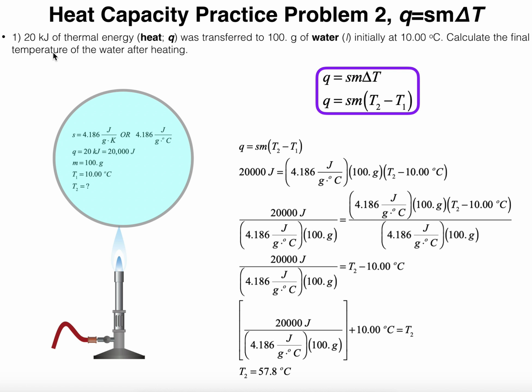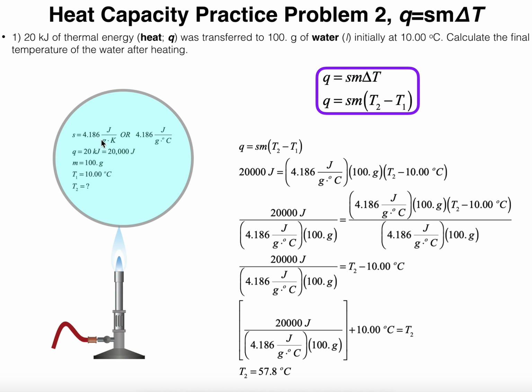All right, so I've got 20 kilojoules of thermal energy, so that's my heat, was transferred to 100 grams of water initially at 10 degrees Celsius. Calculate the final temperature of the water after heating. All right, so we know we're going to have to calculate the final temperature T2. So let's figure out what we know in this problem.